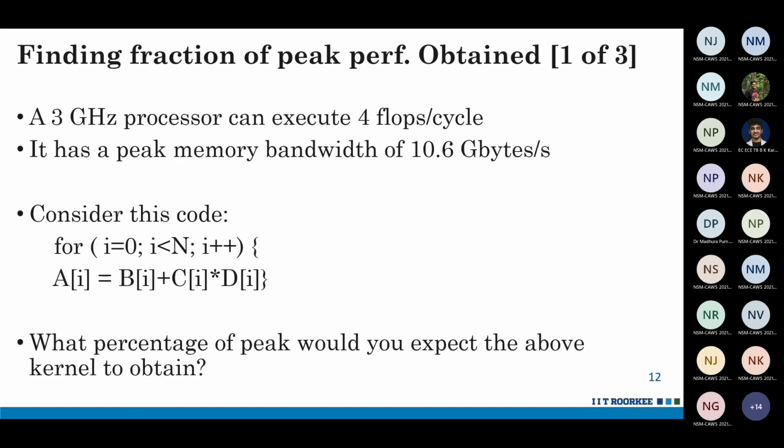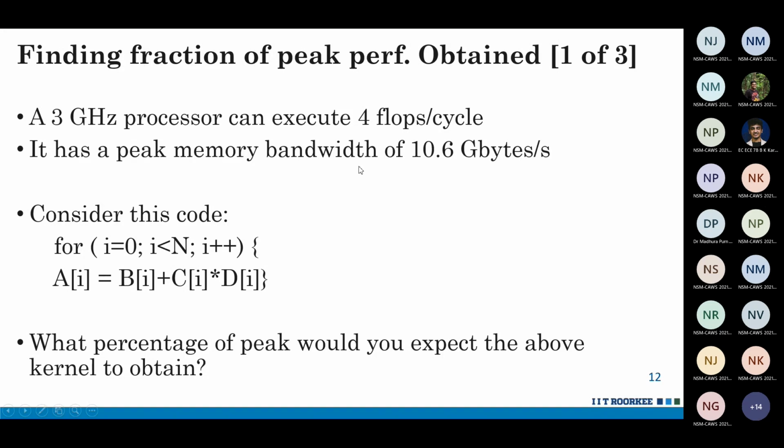Now we will see the next question. Here we have a 3 gigahertz processor which can execute 4 floating point operations in each cycle. So first we will calculate how many floating point operations it can do in each second. A 3 gigahertz processor means in each second it is covering 3 gigacycles. So 4 into 3, 12 gigaflops per second it will be able to do.